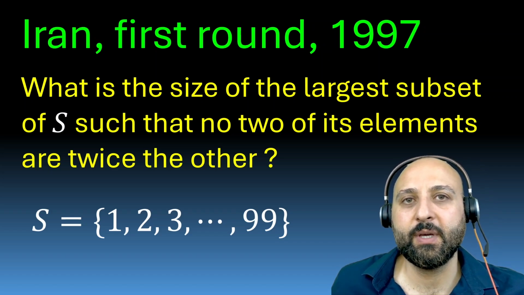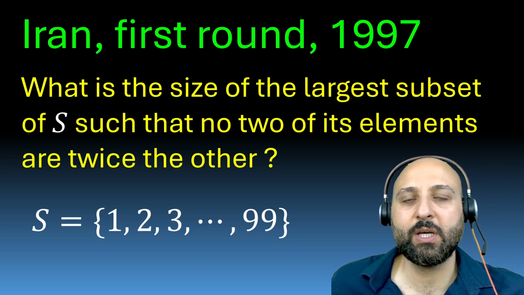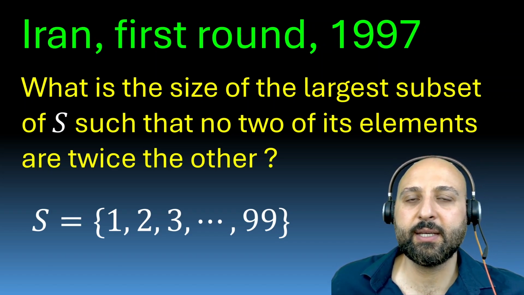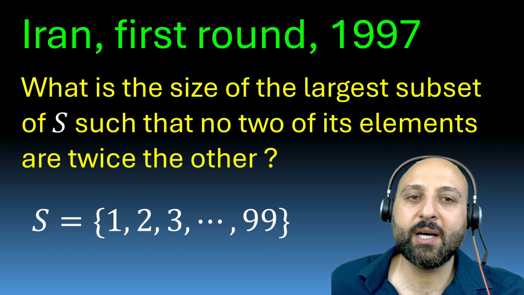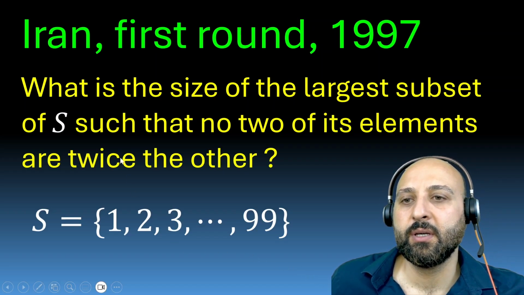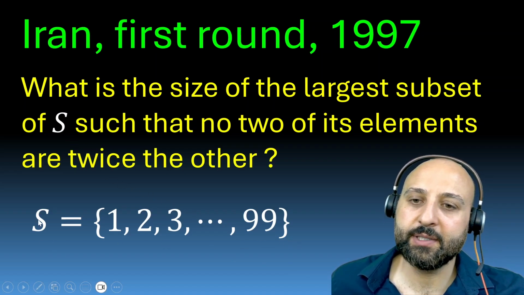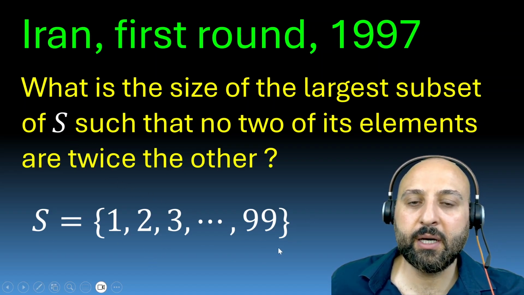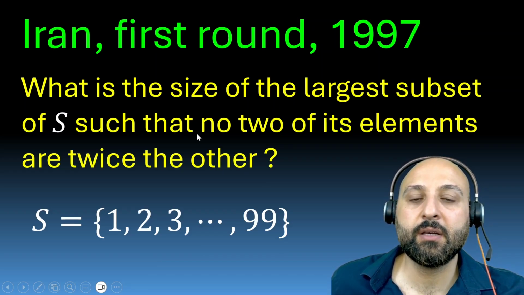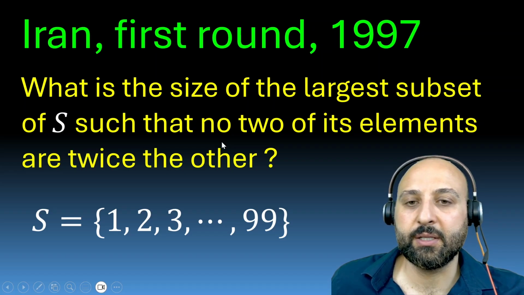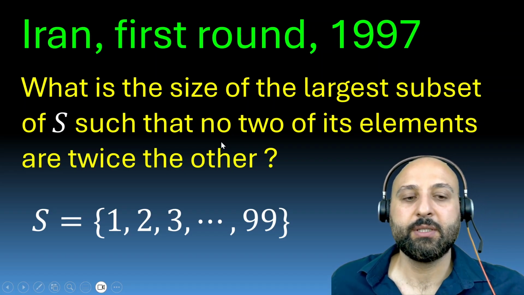Hi, we have another question from Iran Mathematical Olympiad round number 1, year 1997. The question says: what is the size of the largest subset of S? So we have the set S here from 1 to 99. We are looking for the largest subset of S such that no two of its elements are twice the other. Okay, so the question is clear.